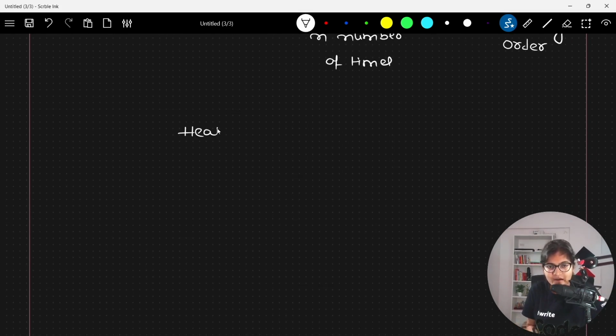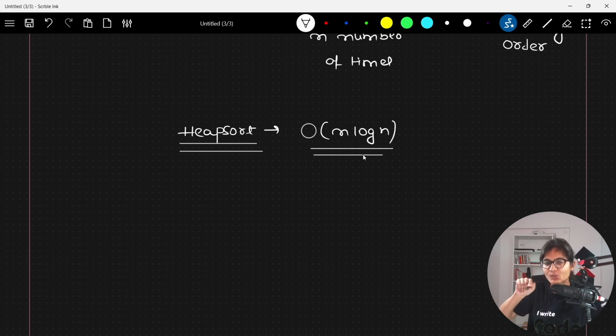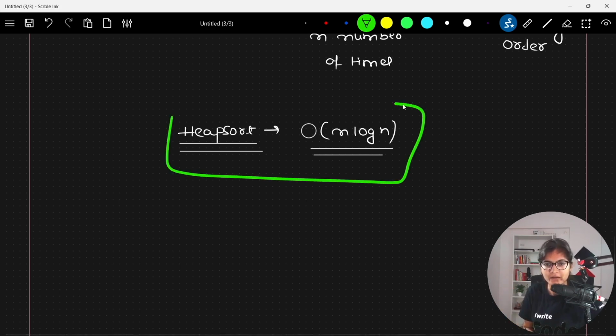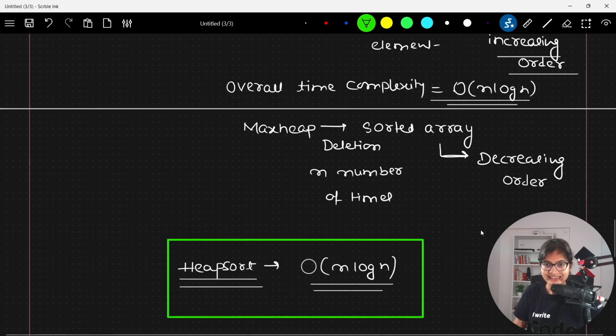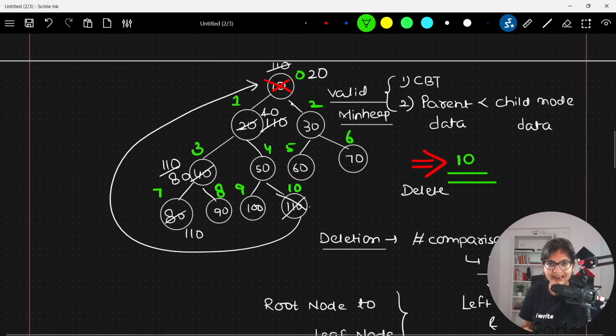So whenever we are applying a heap sort algorithm, if someone is asking you what is the overall time complexity, it will be equal to big O of n log n. Because we are applying a deletion operation in case of a heap sort, and one time deletion will take log of n time complexity. So when we are applying the same operation n number of times, then the overall time complexity will become big O of n log n. That is the overall idea behind the deletion in a min heap, right?